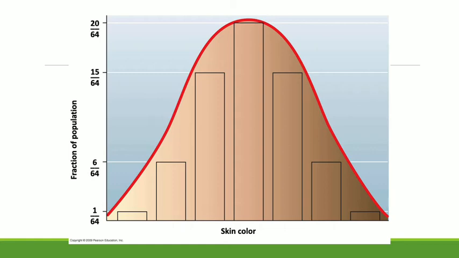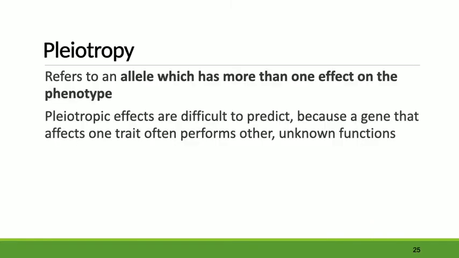Many genes are responsible for one phenotype. And because of the combination of that, you can have a whole spectrum of phenotypes. Okay. Moving on with extensions to Mendel is a concept called pleiotropy. It refers to a situation when an allele has more than one effect on the phenotype.